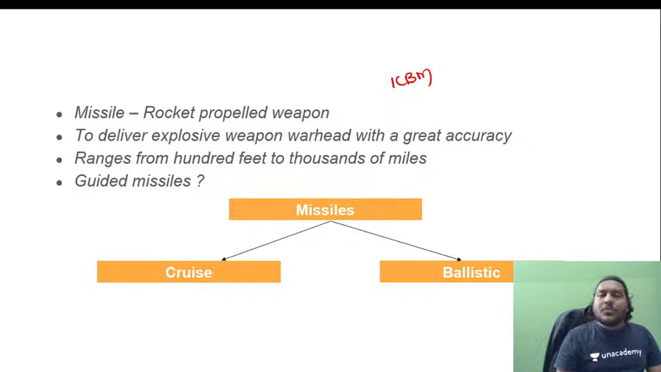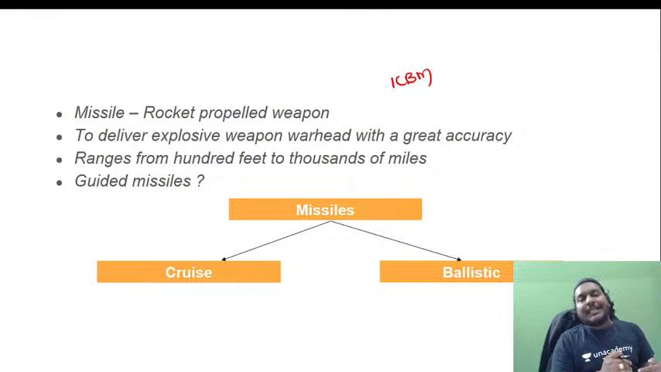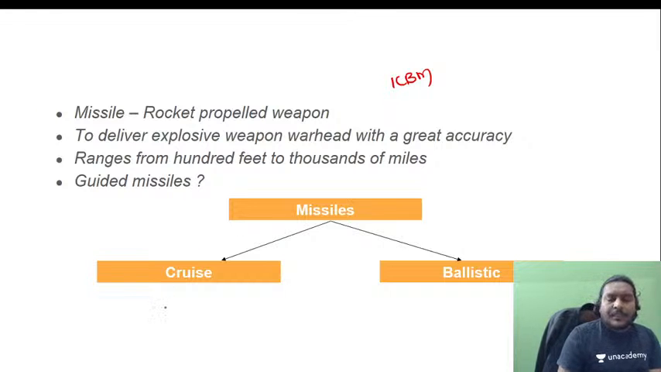But when you come towards dividing the missiles into types, I would just name them as two kinds, the cruise missile and the ballistic missile. So this is a very, very, very important difference, and there are chances that this sort of thing could be asked in the preliminary examination. When it comes to the cruise and when it comes to the ballistic, the cruise missile is one kind which would be flown in the low atmosphere.